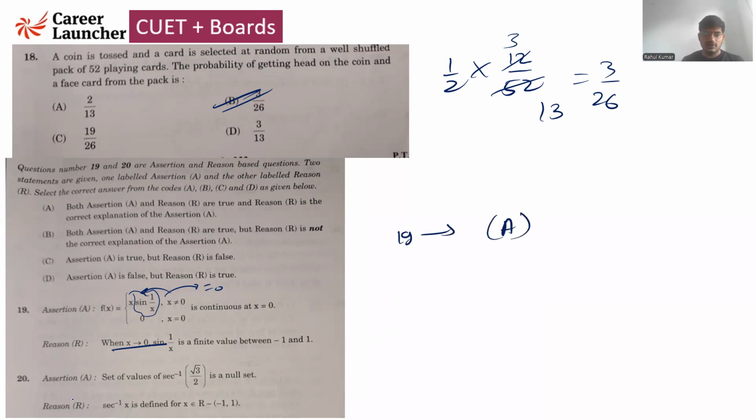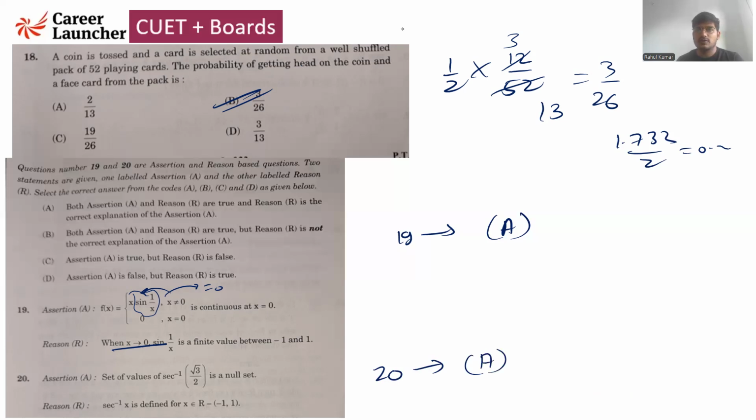And let's go with the 28th question. Secant inverse x is defined for x belonging to real numbers except -1 to +1, which is the correct statement. The reason is correct. Statement 2 is root 3 by 2. 1.732 divided by 2 is obviously 0 point something, which lies between -1 to +1. So whatever is the value of secant inverse root 3 by 2, it will be a null set. So the answer for question 20 is also option A.